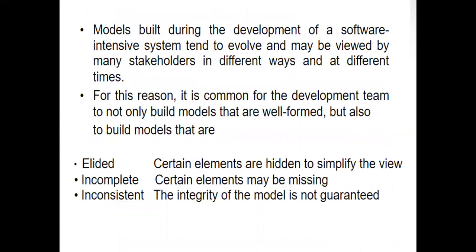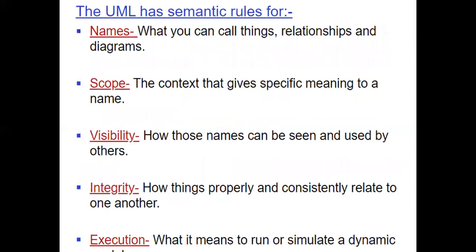The models built during the development of a software-intensive system have to be evaluated and may be used by many stakeholders in different ways at different times. For this reason, it is common for a development team to build not only models that are well formed, but also models that are elided. Certain elements are hidden to simplify the view. Next, incomplete: certain elements may be missing. Inconsistent: the integrity of models may not be guaranteed. These are the rules: name, scope, visibility, integrity, and execution.